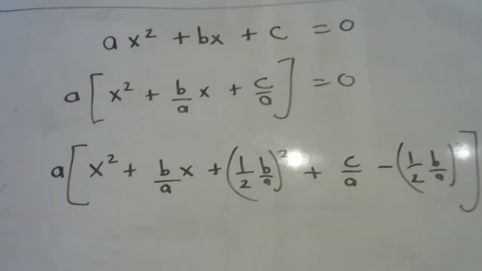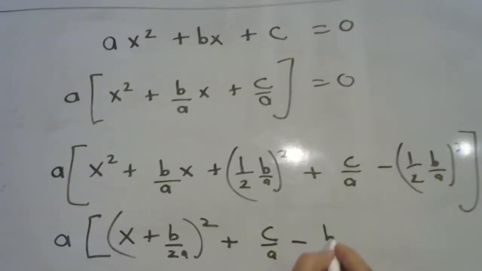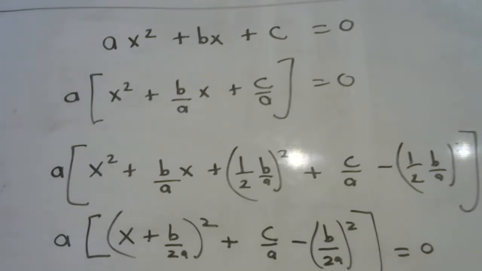Now, this reduces to a into x plus b upon 2a all square plus c upon a minus b upon 2a all square equals 0. So far, so we'll go to the next step.